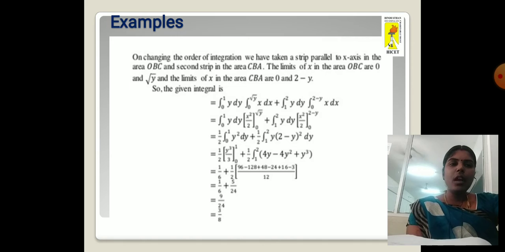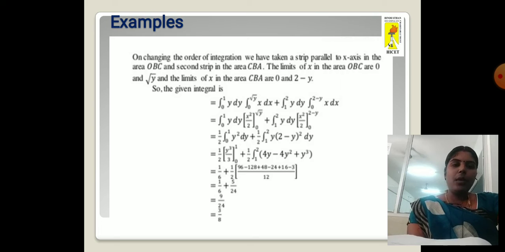Therefore, on changing the order of integration, we take a strip parallel to the x-axis in the area OBC and a second strip in the area CBA. The limits of x in the area OBC are 0 and root y, and the limits of x in the area CBA are 0 and 2 minus y. So, the given integral is equal to integral 0 to 1 of y dy, the second term is integral 0 to root y of x dx, plus the third term integral 1 to 2 of y dy, the fourth term is integral 0 to 2 minus y of x dx.